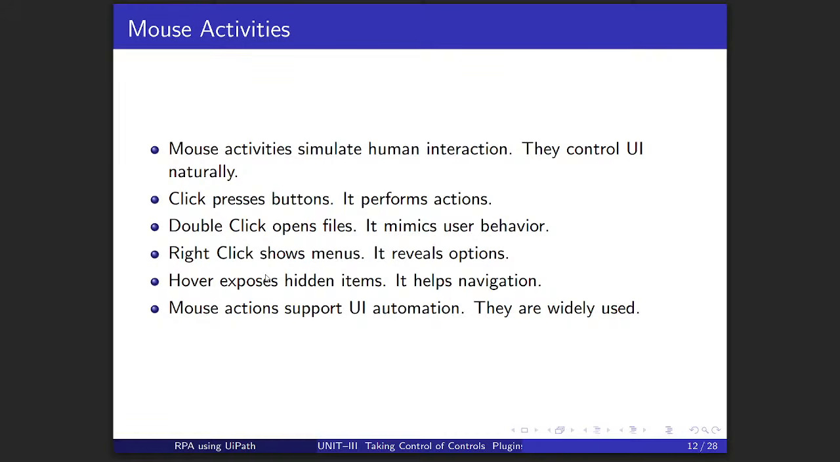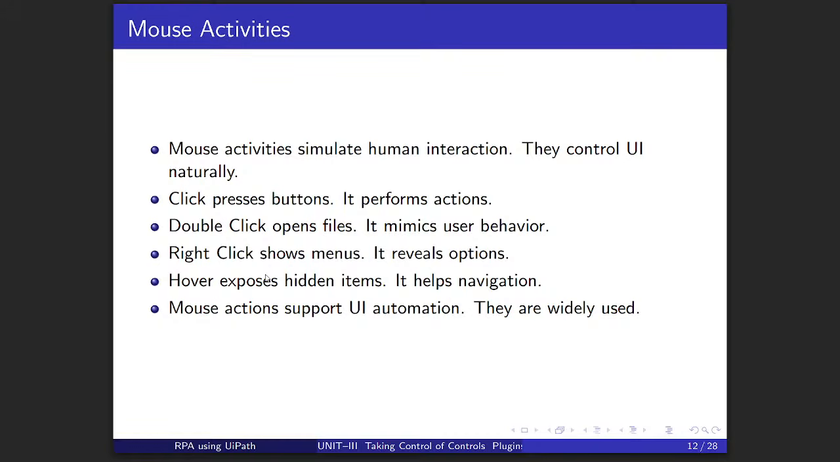So mouse activities allow the robot to perform actions just like a human using a mouse. Mouse actions include click, double click, right click, and left click. All these are nothing but the actions of a mouse that a human does. A single click presses a button. A double click opens the folders. What happens if you right click? It may reveal the options, right?